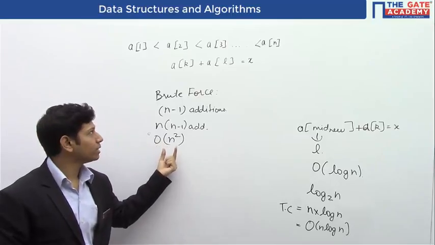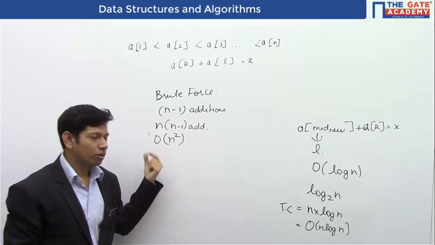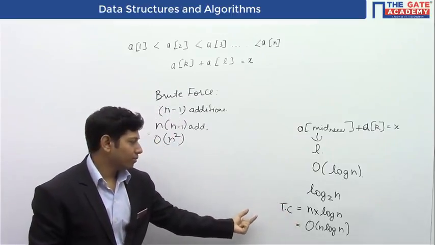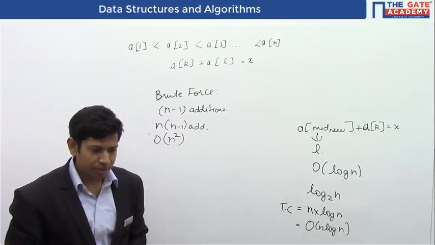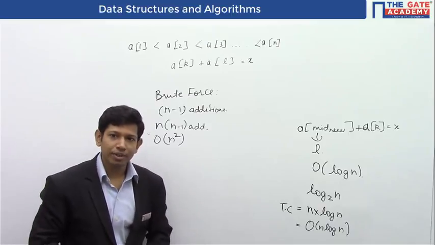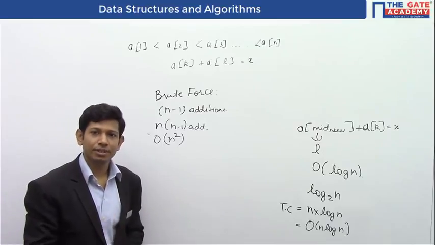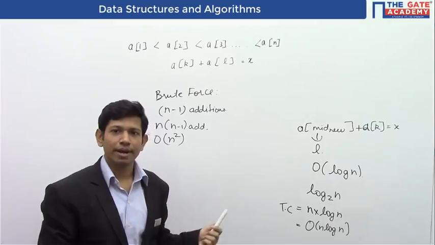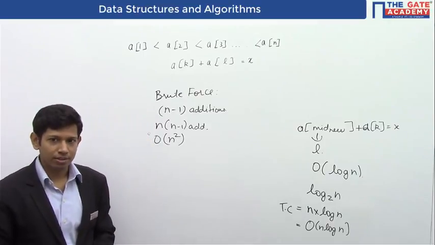So had we proceeded with the brute force algorithm, we would have obtained a time complexity of order of n square. But proceeding with divide and conquer algorithm, we have obtained a time complexity of n log n. Now in the question, this is the A part. They are also asking a B part, in which they are asking us whether we can improve this time complexity further. Is there any algorithm which can improve this time complexity from n log n to n? So let's see if there is such an algorithm.